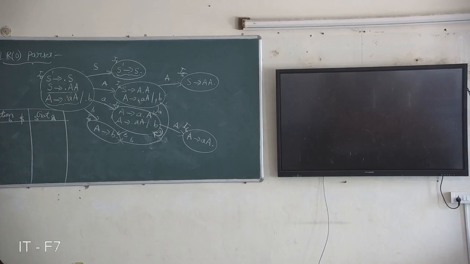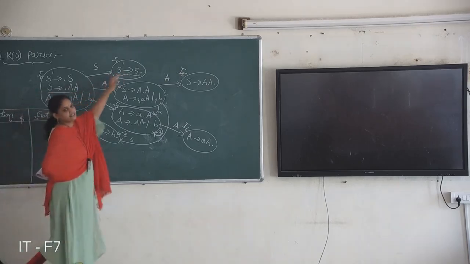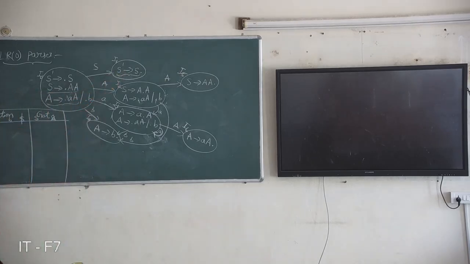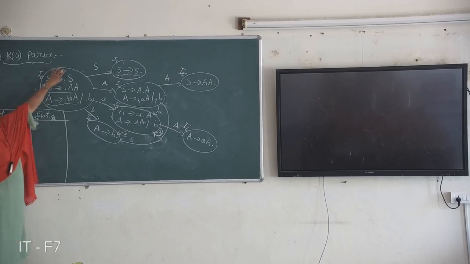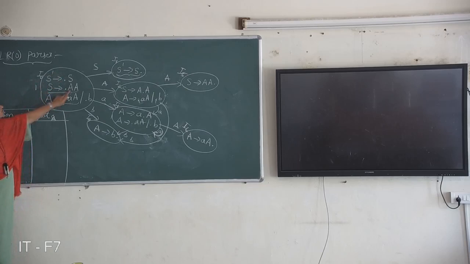S dash is only for accepting purpose. No need to write that production. So whenever you reach this I1, you can say that it is accepted. That's all. So that is not shown in the table. Okay, so write only the non-terminals S and A. And you can also give production numbers here. We are not considering the augmented production. So the first production is S derives AA.